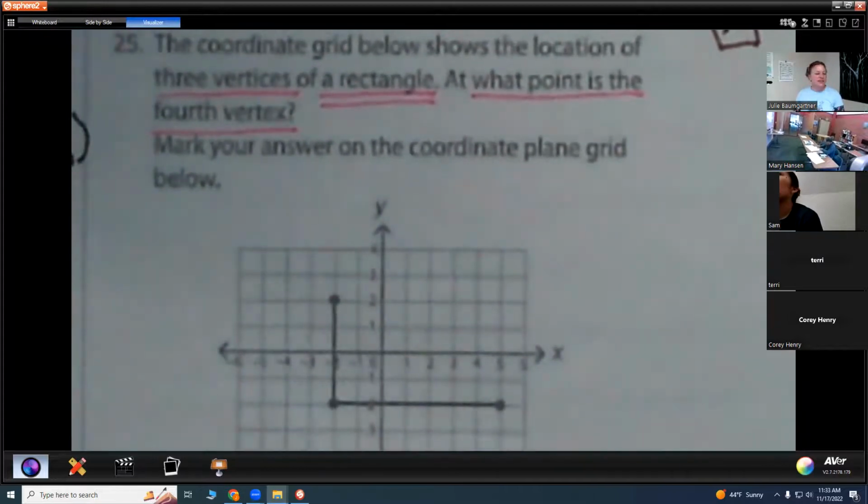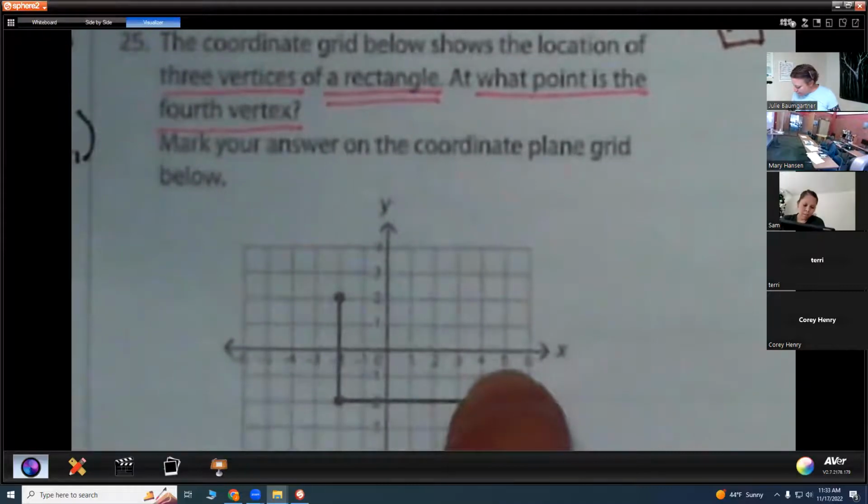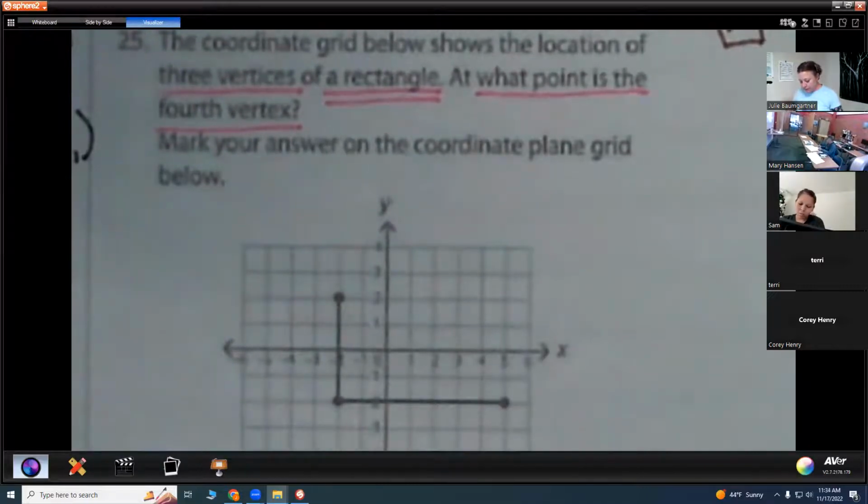All right, did everyone understand question 25? Nope. Yeah. Okay, what was your point? For coordinates, right? But we want our X first. Yeah, there you go. 5, 2. Good.